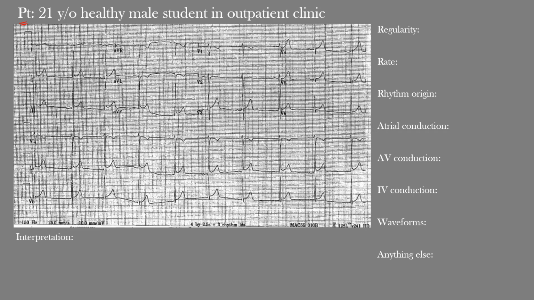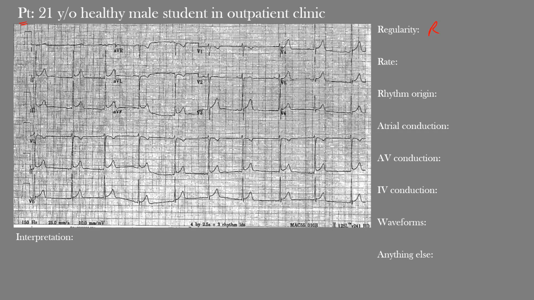Okay, so we have our 21-year-old healthy male student who comes to us at our outpatient clinic and he has this EKG. So what is the regularity of this rhythm here? Okay, so that's the first thing we're looking at. On first impression of this EKG, you probably notice that the rhythm appears quite regular. Okay, in fact, this is a regular rhythm. Okay, so how do we know that?